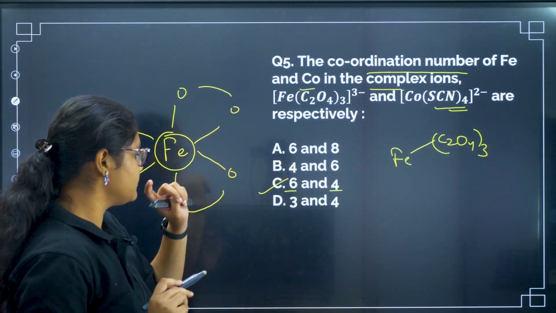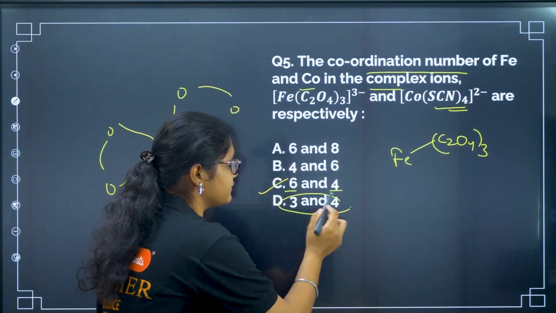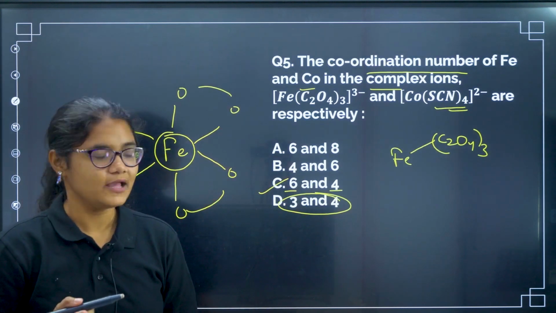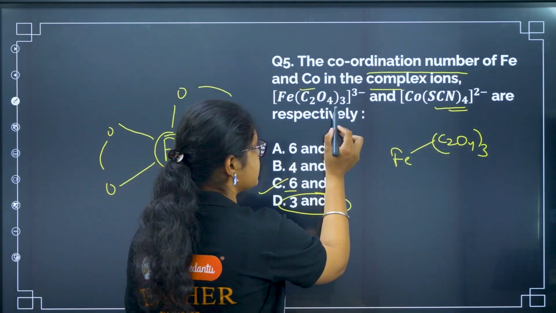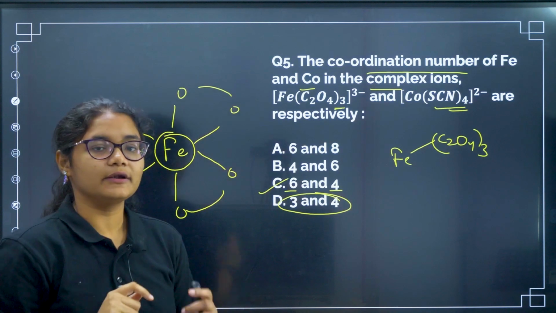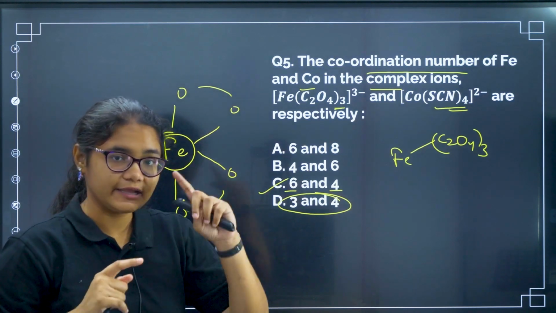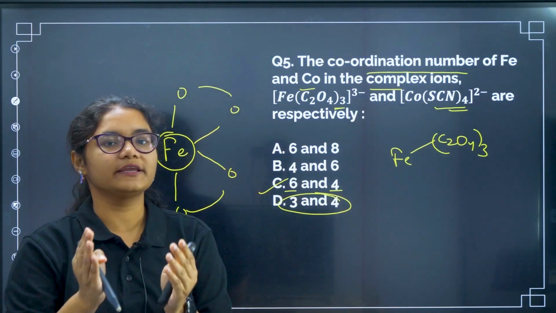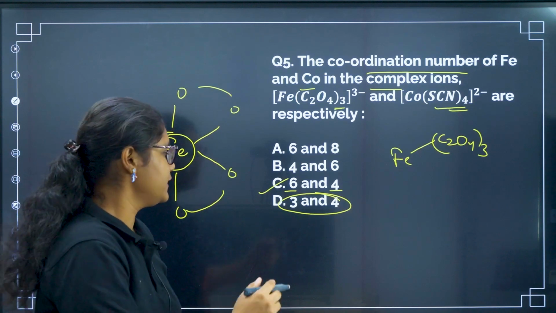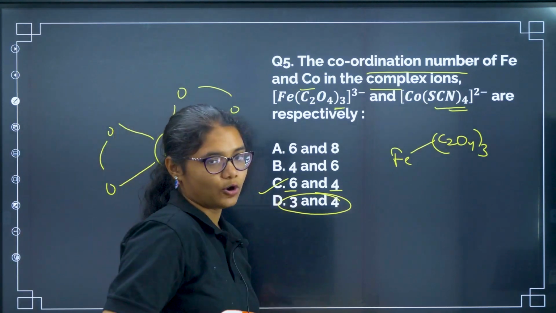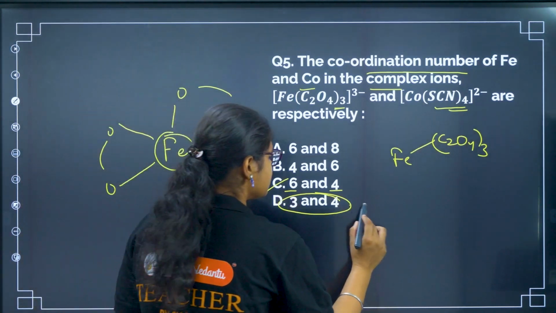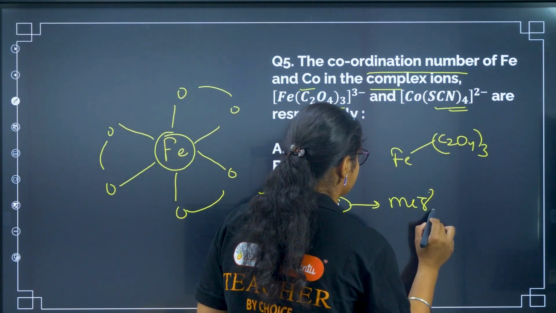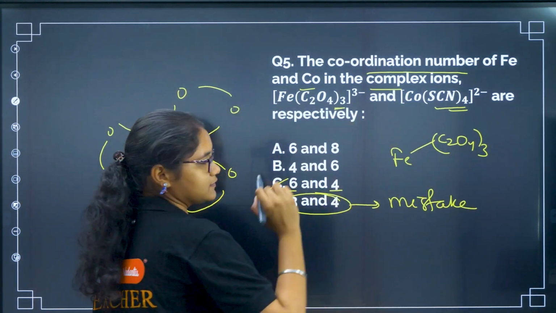Okay, you may make a mistake in options 3 and 4, right? Because you can see that there are only 3 ligands, but you should know it is a didentate ligand. Each ligand forms 2 bonds, so 3 ligands will form 6 bonds, right? So the correct answer for this question is option C. This was the option where you could have made a mistake if you don't know this concept.